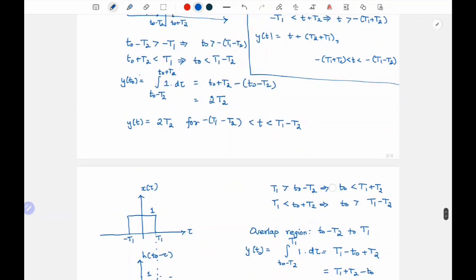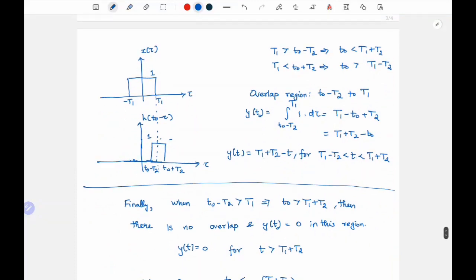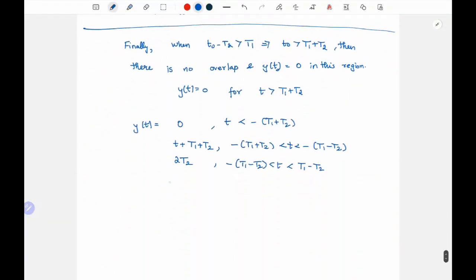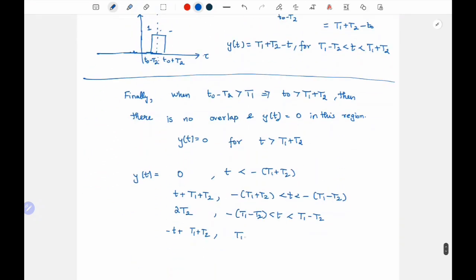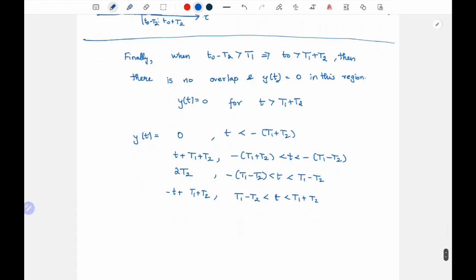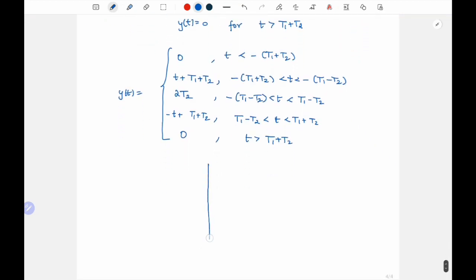Correct? Right. And then t1 plus t2 minus t, so minus t plus t1 plus t2, for the limits t1 minus t2 to t1 plus t2. And finally it is 0 for t greater than t1 plus t2. So you can see all these are continuous regions. So y of t is this. Now we can try to plot it graphically.